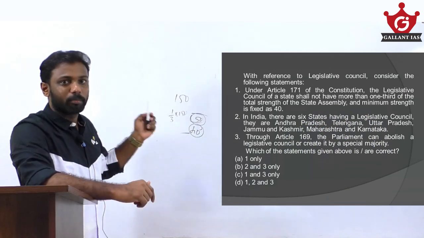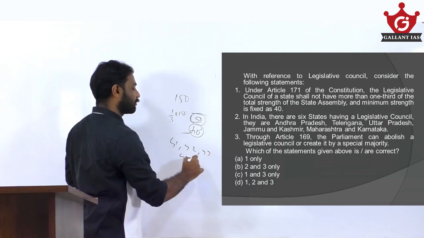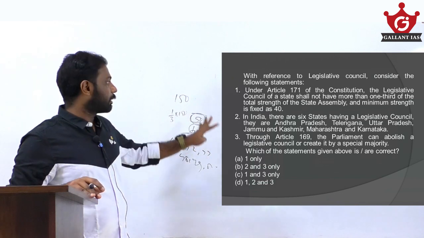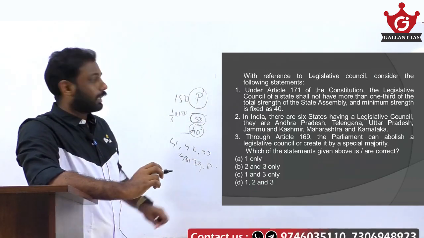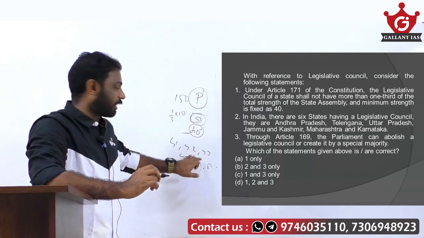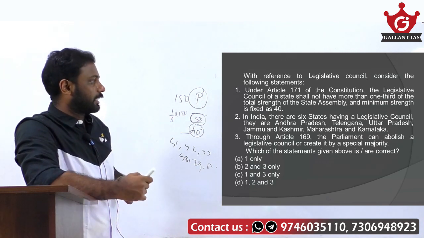So that's a correct statement. But the final number, whether it is 40, 41, 42, 43, 48, 49 or 50, will be determined by Parliament. The maximum and minimum limits are set in the Constitution, but the final number will be decided by Parliament. Here 1 is a correct statement.